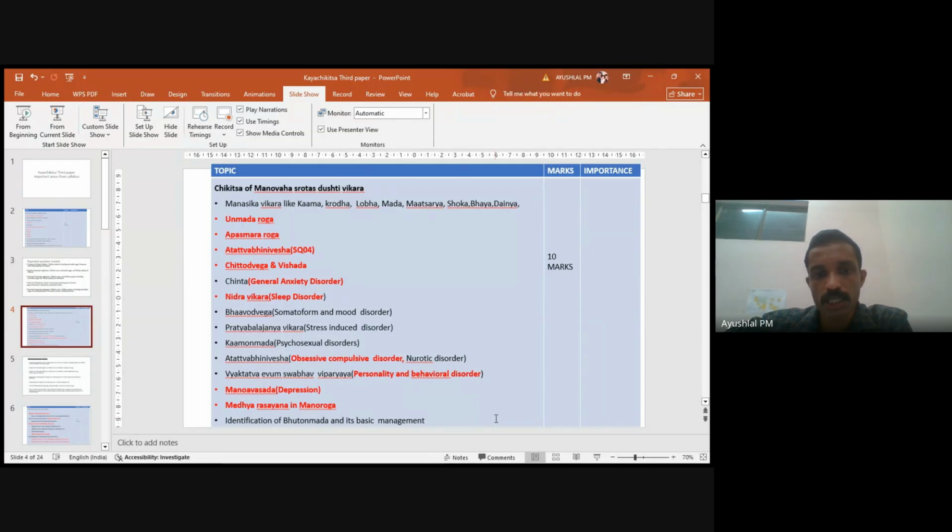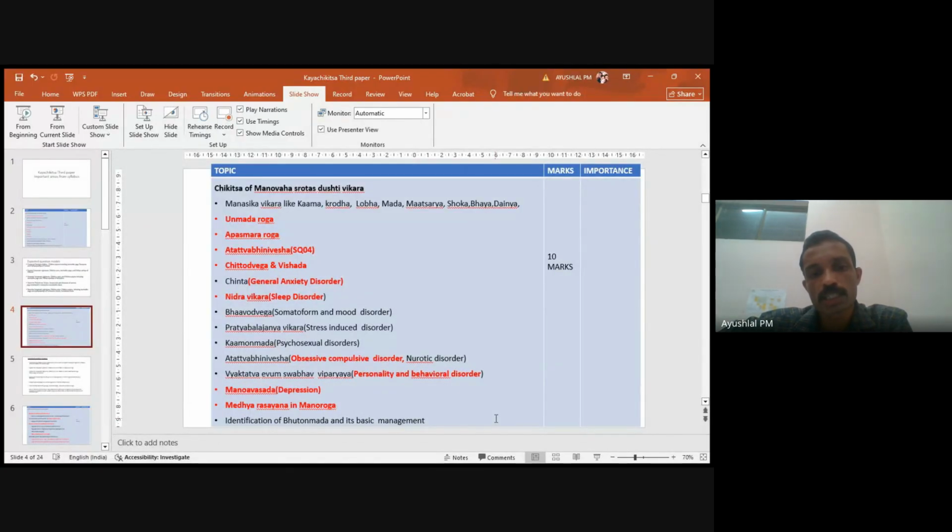It's a Mahagada, we all know that. Then Atattvabhinivesha Chikitsa is explained in the same verses of Charaka. You can get it. This is a very simple treatment. You can remember Chittodvega and Vishada. For Chittodvega, you will not get much reference from the Samhitas.